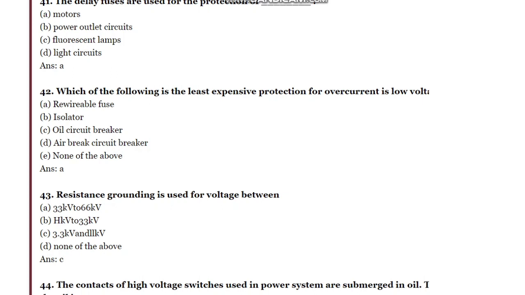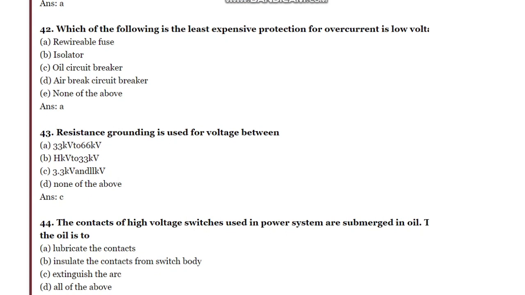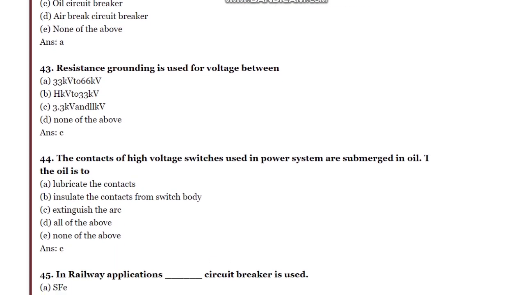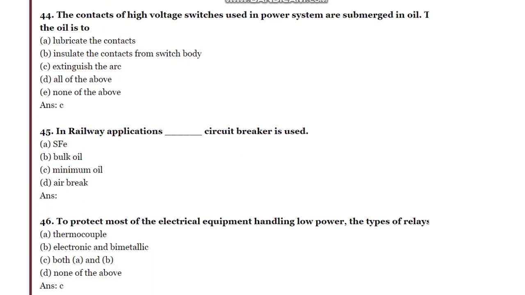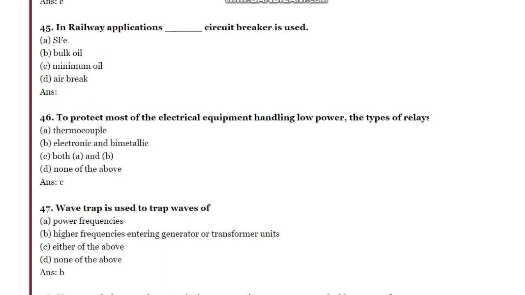Resistance grounding is used for voltage between 3.3 kV and 11 kV, that is first, 11 kV. Question number 44: the contacts of high voltage switches used in power system are submerged in oil. The main purpose of the oil is to extinguish the arc. In railway application, dash circuit breaker is used.